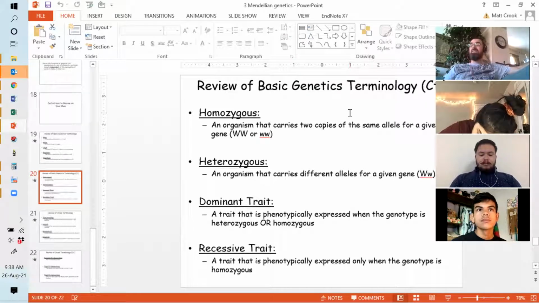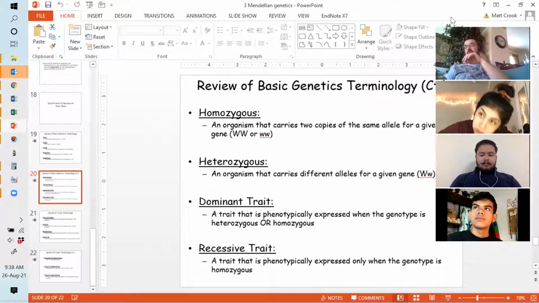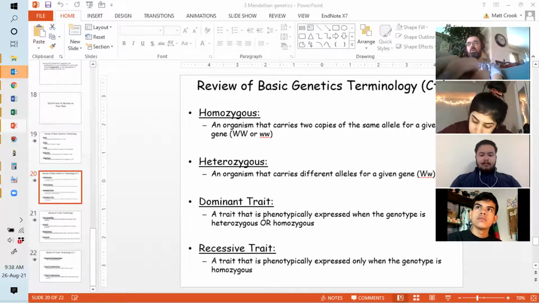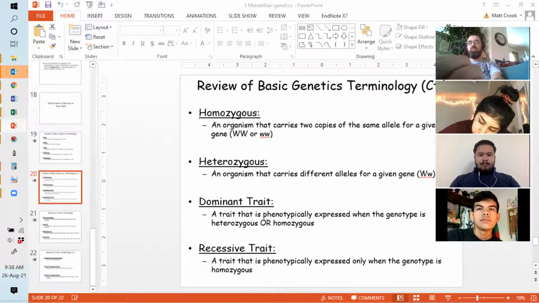Another way of calling this is a wild type, right? So wild type allele is really what we mean. These are all pretty much the same.